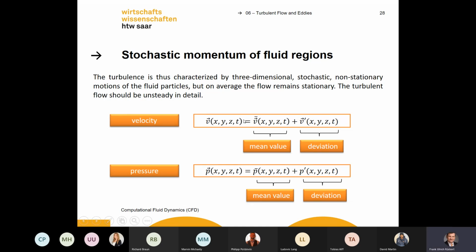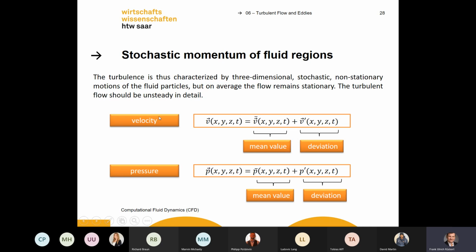I have summarized this. We have stochastic momentum in the fluid region. We have our velocity, which depends on the X, Y, and Z coordinates and on the time. You have your mean value of the velocities, and additionally you have the deviation. The mean value gives you a description of the mean velocity, but the deviation gives you an impression of the fluctuation of the fluid.